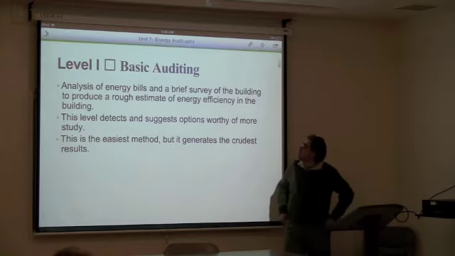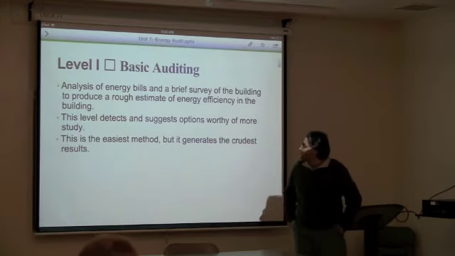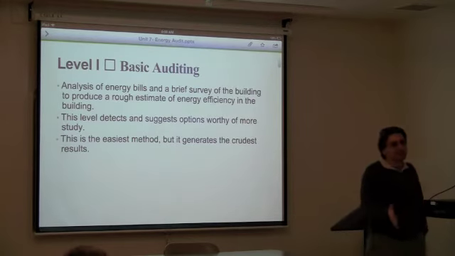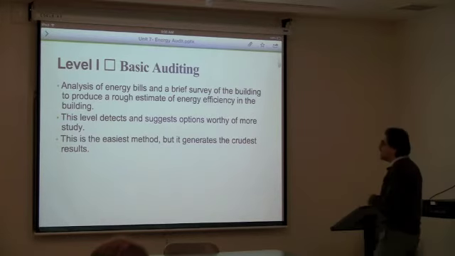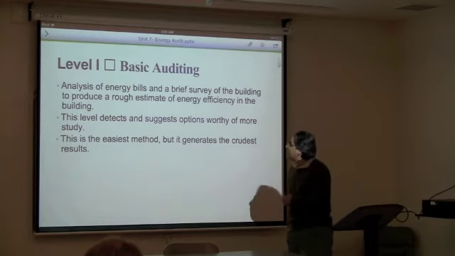So let's look at the level 1 basic auditing. The very first thing you have to do on basic auditing is look at the energy bills. Every residential, every company, every commercial building has utility bills: gas, electricity, and water. By the way, water is part of the system as well, right? But mainly we are focused today on gas and electricity. So you have to look at the bill.